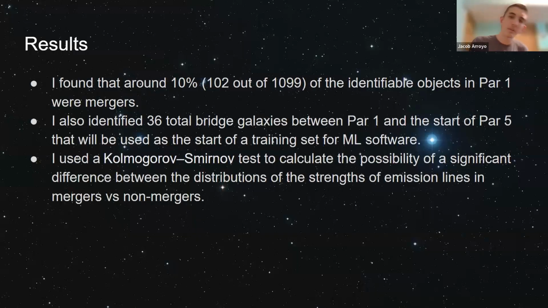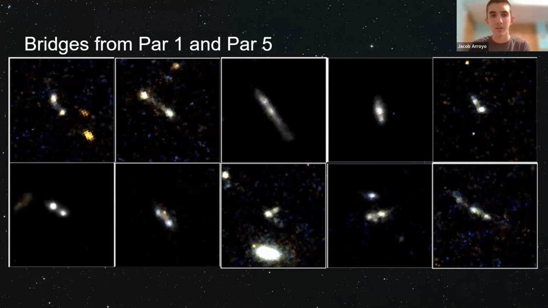So the results: I found that around 10% of the identifiable objects in PAR 1 were mergers, so that was pretty interesting. And between PAR 1 and about a third of PAR 5 that I've also worked through, I found a total of 36 bridge galaxies, and those will be used as the start of a training set for machine learning software. And then to perform the statistical analysis, I used a KS test to calculate the possibility of a significant difference between the distributions of the strength of emission lines in mergers versus non-mergers. And there'll be some graphs here after this.